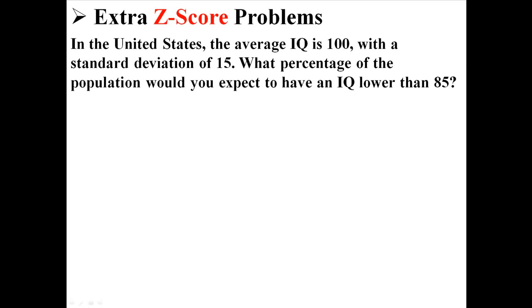Now I've already talked about what z-scores are, so now I have two extra problems to help people understand a little bit more about the concept. So here's the first problem. In the United States, the average IQ is 100 with a standard deviation of 15. What percentage of the population would you expect to have an IQ lower than 85?